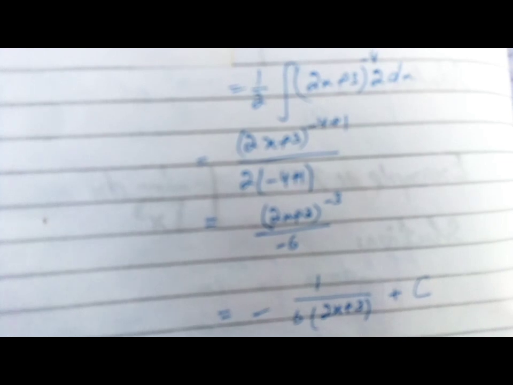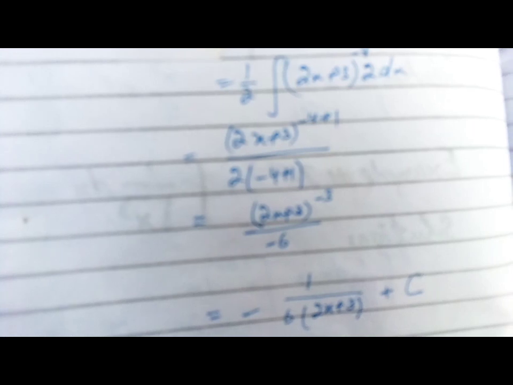1 over 2 is a constant, so take it outside, then apply the integral on the remaining term. Now this term satisfies the power rule condition, so by applying the power rule it becomes 2x plus 3 whole power minus 4 plus 1 over 2 into minus 4 plus 1, which is equal to 2x plus 3 whole power minus 3 over minus 6, or minus 1 over 6 (2x plus 3) power minus 3, plus constant.